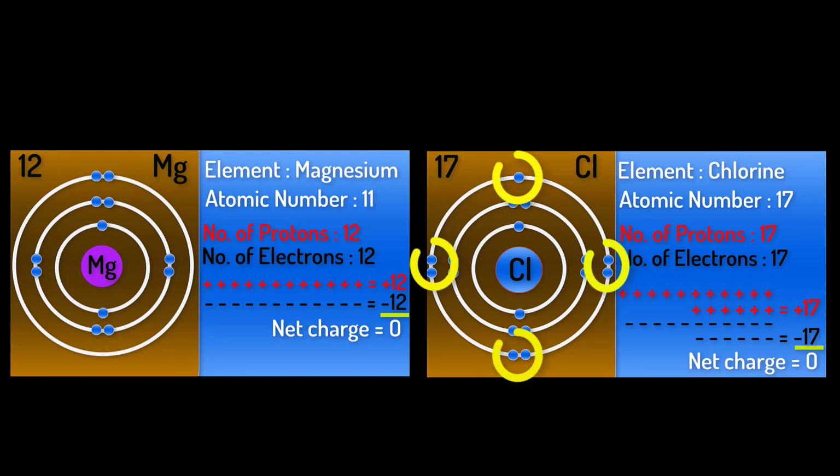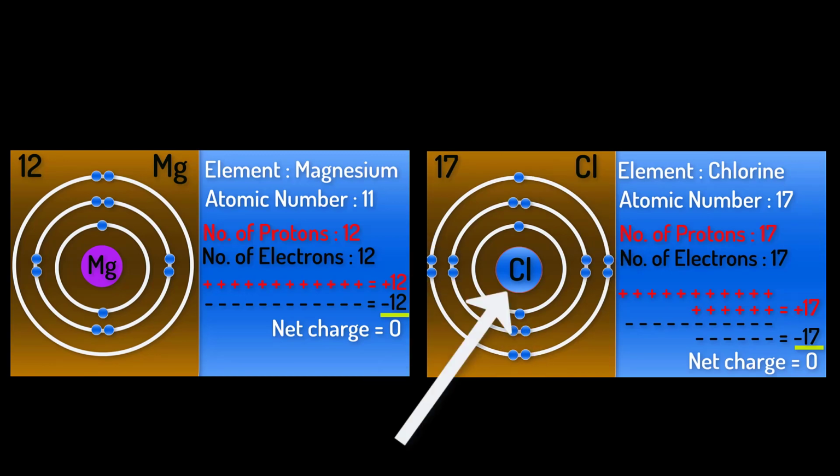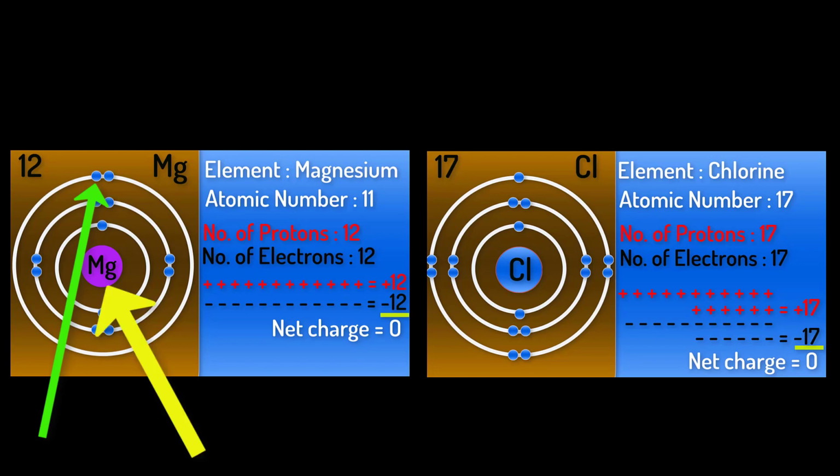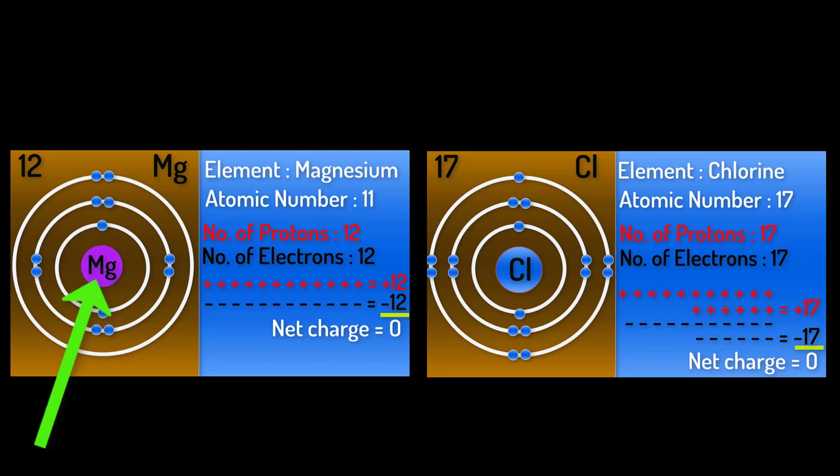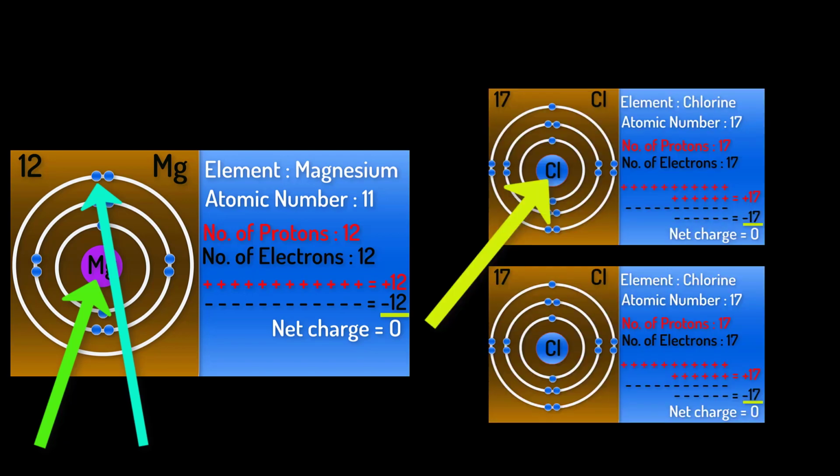See, there are 7 electrons in the outermost shell of this chlorine atom. This chlorine atom has the ability to take only 1 electron to fulfill its octet configuration. So, what will happen to the remaining 1 valence electron in magnesium? Magnesium will have to give the remaining 1 valence electron to another chlorine atom.